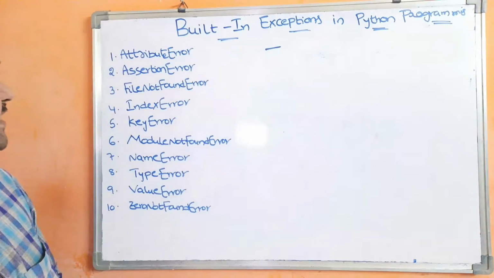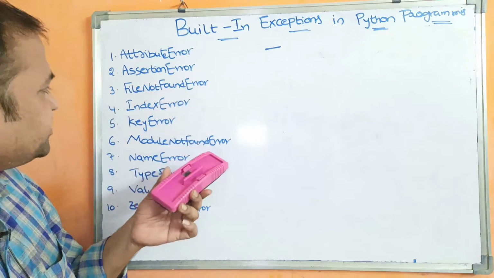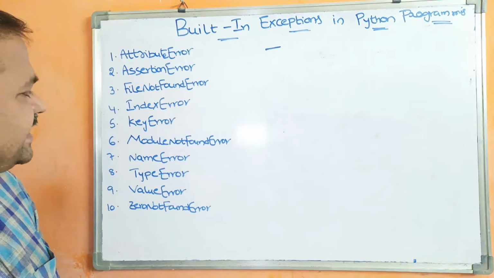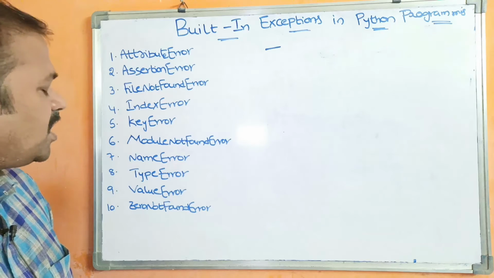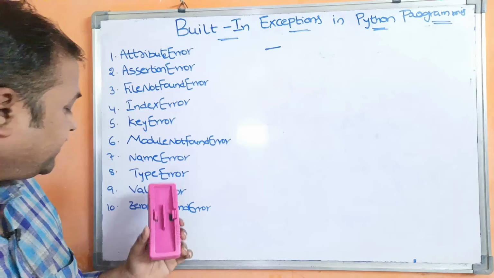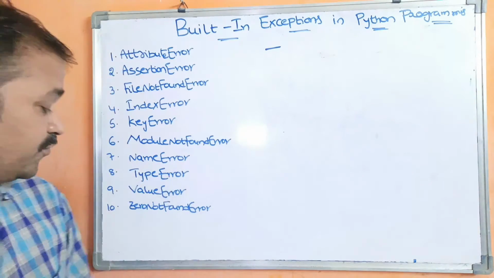10 exceptions are there. First one is AttributeError, second one is AssertionError, third one is FileNotFoundError, fourth one is IndexError, fifth one is KeyError, sixth one is ModuleNotFoundError, seventh one is NameError, eighth one is TypeError, ninth one is ValueError, 10th one is ZeroDivisionError.